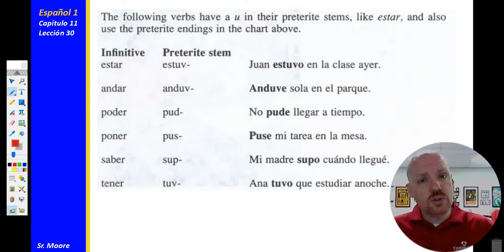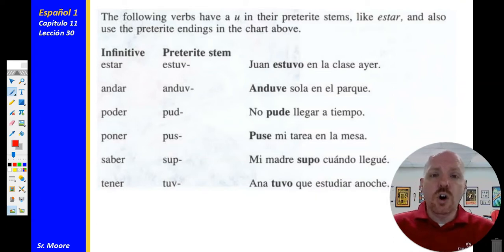Poner, to put or to place. Puse, pusiste, puso, pusimos, pusieron. Saber, to know, as in facts and information, gets sup. Supe, supiste, supo, supimos, supieron.